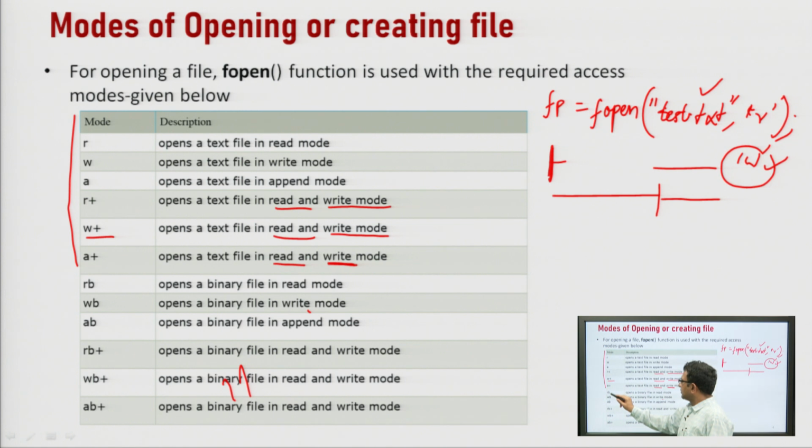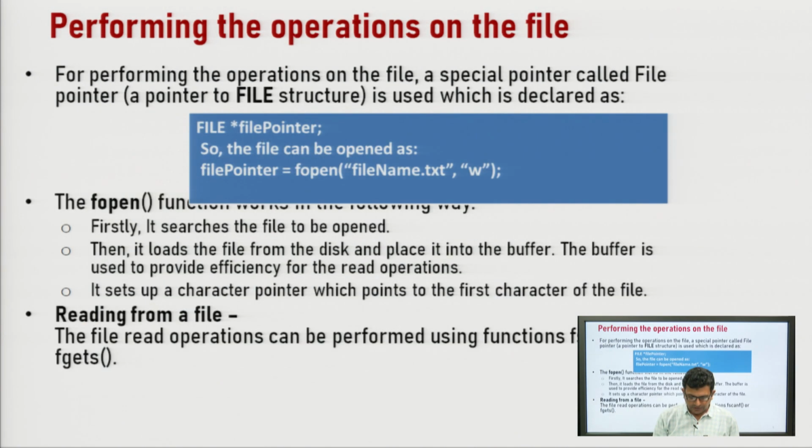Now, RB is what? For reading. So, it opens a binary file in read mode. WB opens a file in write mode, same thing as we have used in the text file. AB opens a binary file in append mode. RB plus opens a binary file in read and write mode. WB plus opens a binary file in read and write mode. AB plus opens a binary file in read and append mode. So, these are the various modes which are actually used in the fopen function.